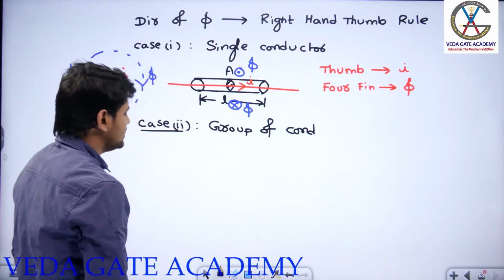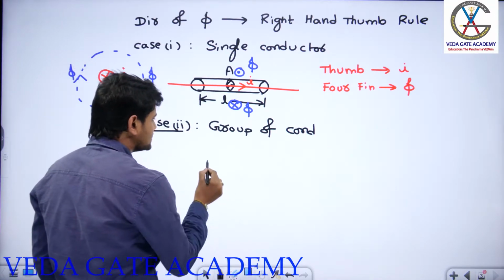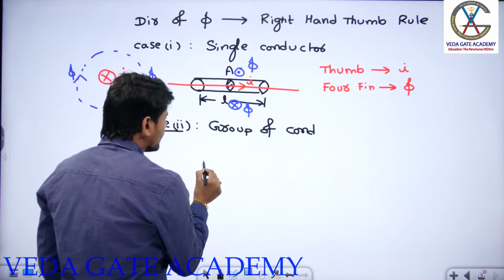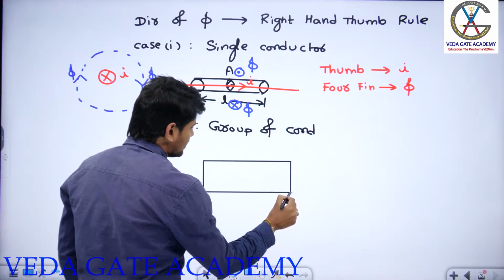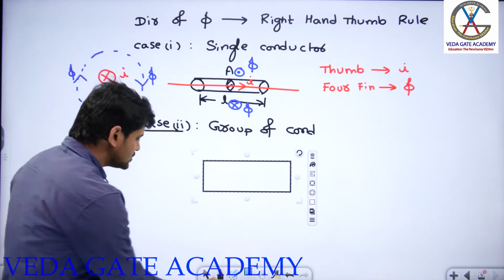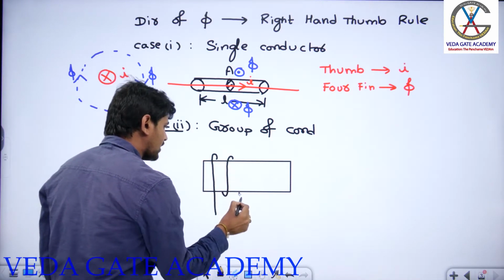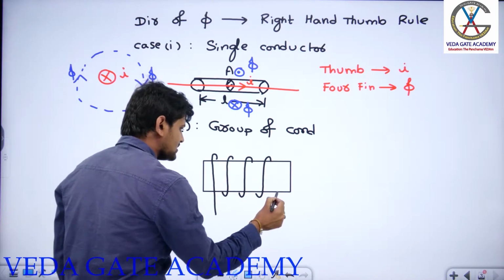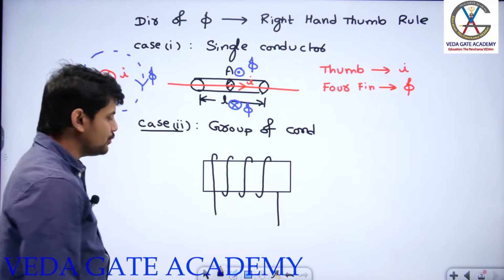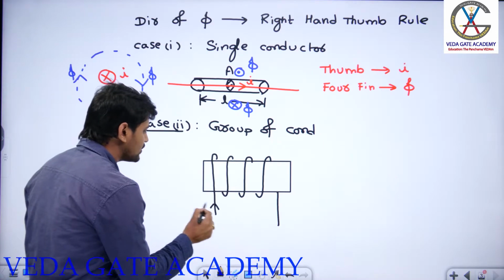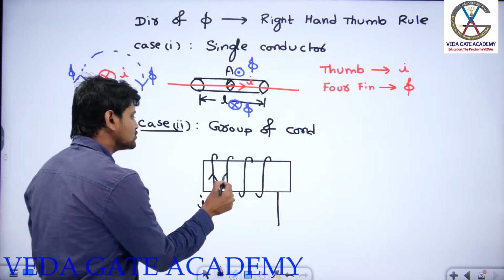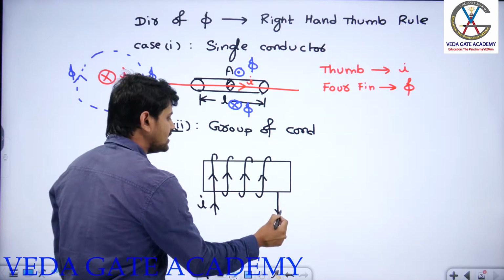Now in order to understand this, I am trying to consider a core of some regular shape. It may be rectangular or square shape, on which I am going to place the winding. Somehow I am trying to wound the winding in this way. Let us consider this is my winding. Now in this winding I will try to allow the current I. So the direction of the current I in this winding is in this fashion.